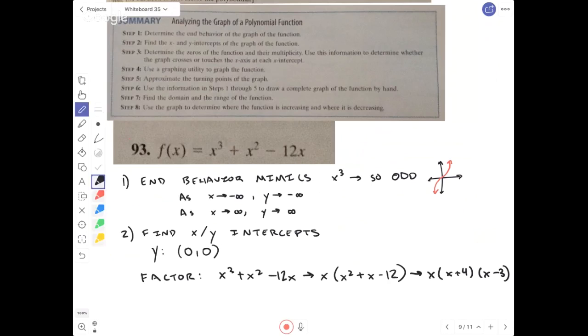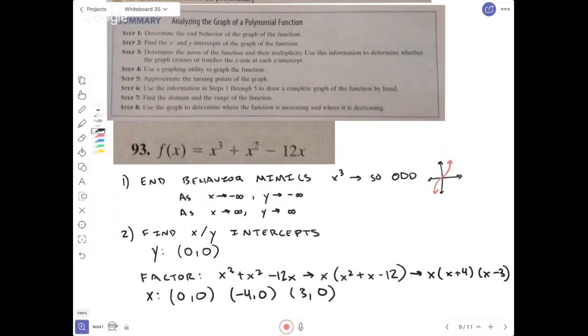So that means each one of those factors is going to give me an x-intercept. So the x-intercepts are at 0, 0. That's also an x-intercept. -4, 0, and 3, 0. Okay. Determine the zeros of the function and their multiplicity. Well, it's the same as knowing the x-intercepts.